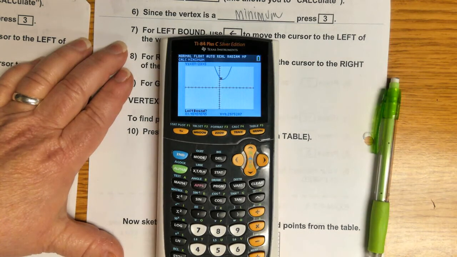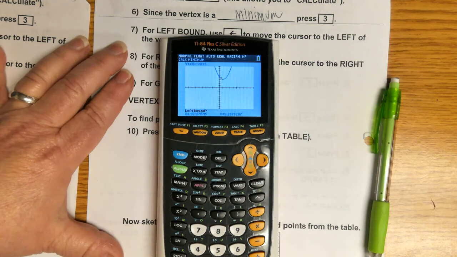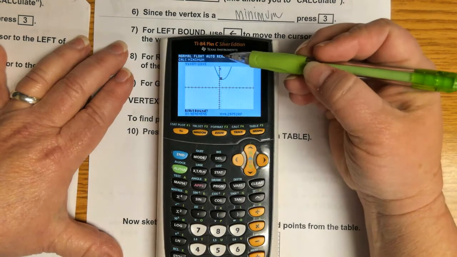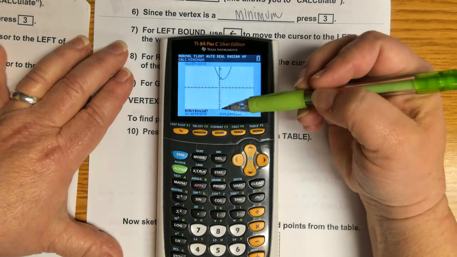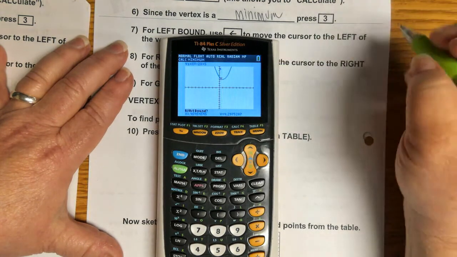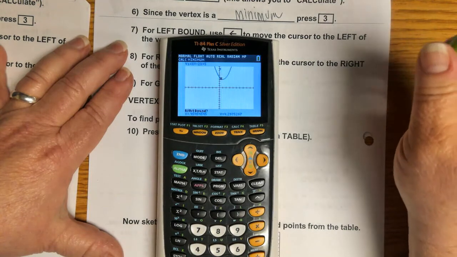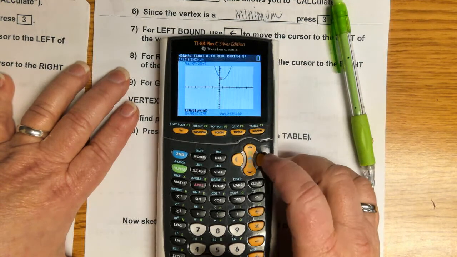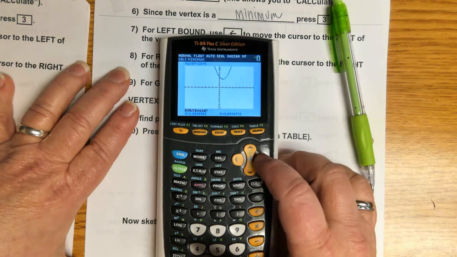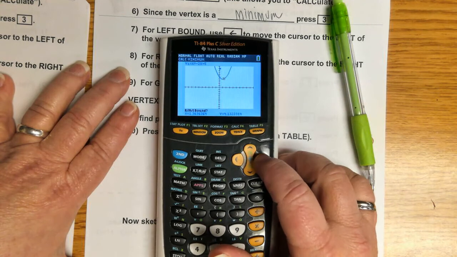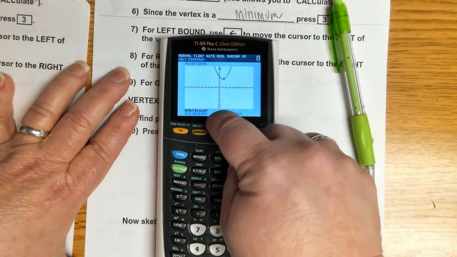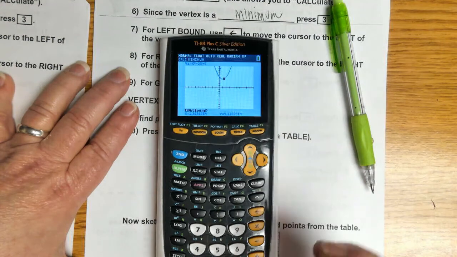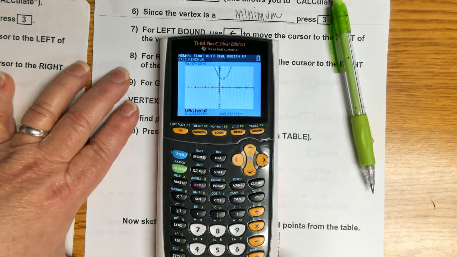Okay, do you see how mine is? Everybody there? John, you're doing this? Okay, and then it says you're going to press enter. Do you see how a little line comes up? Really, it's very, very light, but look at your calculator, you'll see it better. Then it says for the right bound, you're going to move your cursor again, because now it says right bound on the bottom of your calculator screen. And we are going to move that close to the vertex, and we are going to press enter.